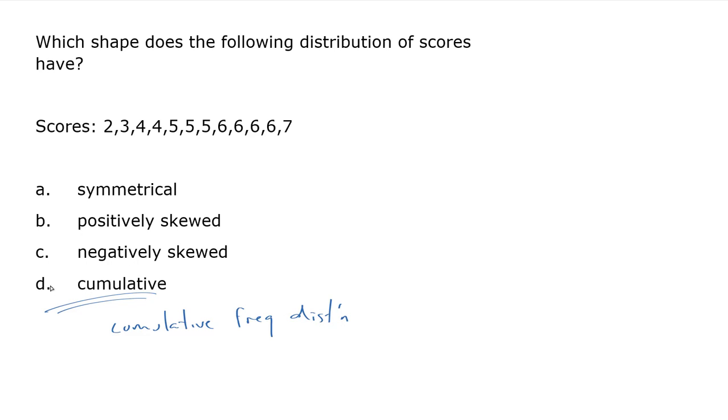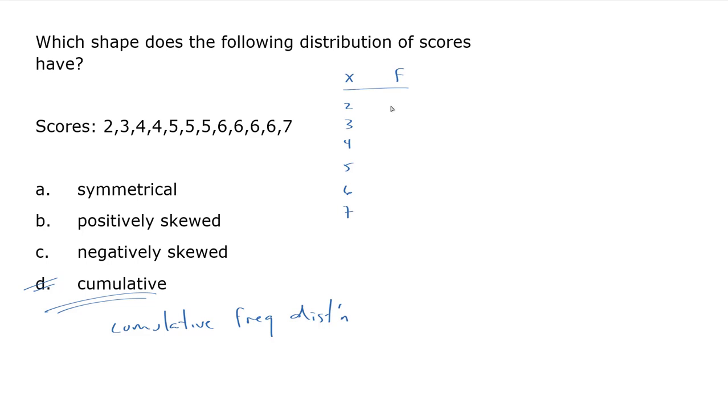So I'm going to eliminate this and try to identify whether this is symmetrical, positively skewed, or negatively skewed. The easiest way to do that would be to graph it. I'll start off by creating a frequency distribution. My scores start at 2, 3, 4, 5, 6, 7. I went from 2 all the way up to 7. I guess I do have every kind of score in here.